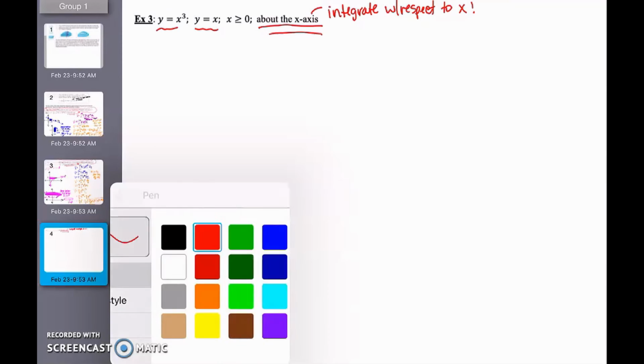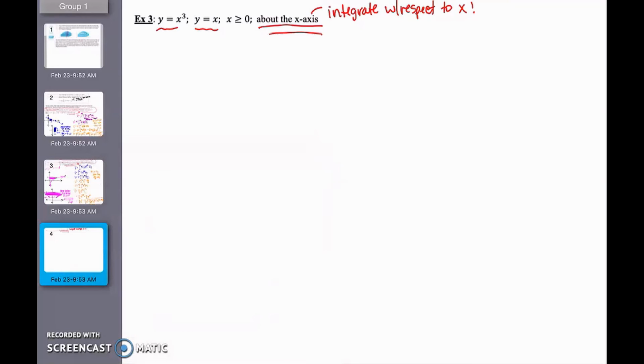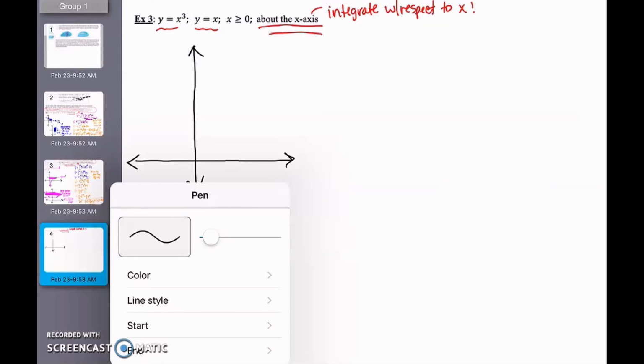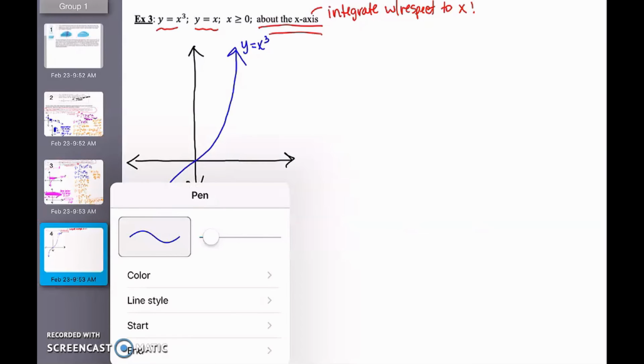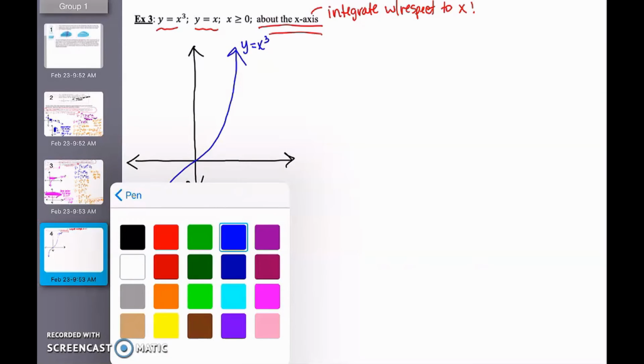All right, let's start with a picture just like we always do so we can kind of visualize what we're working with here. So here's my coordinate plane. And I know y equals x cubed, that is my standing snake shape. So that is going to look something like this. And I know y equals x, that's just a diagonal line that goes through the origin with a slope of 1.